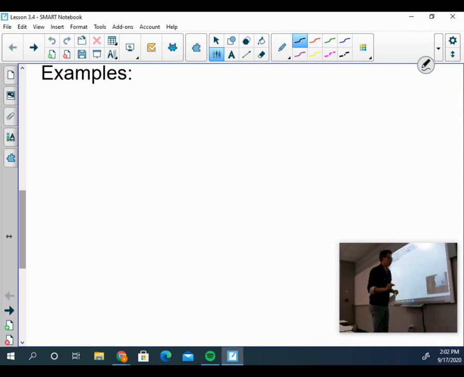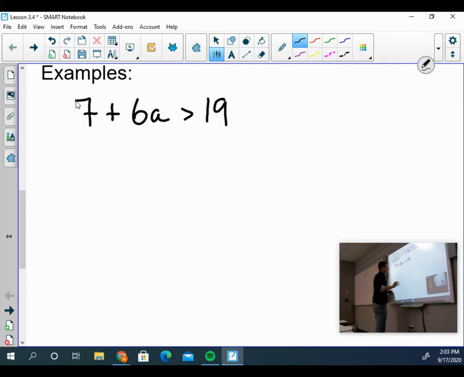Please have your notes out. Take notes, write down what I do here on the smartboard just as you would if we were in class. All right, so 7 plus 6a is greater than 19. You're going to solve this just like you solved the equations in chapter 2. We just have the inequality here. Okay, so how am I going to start this out?